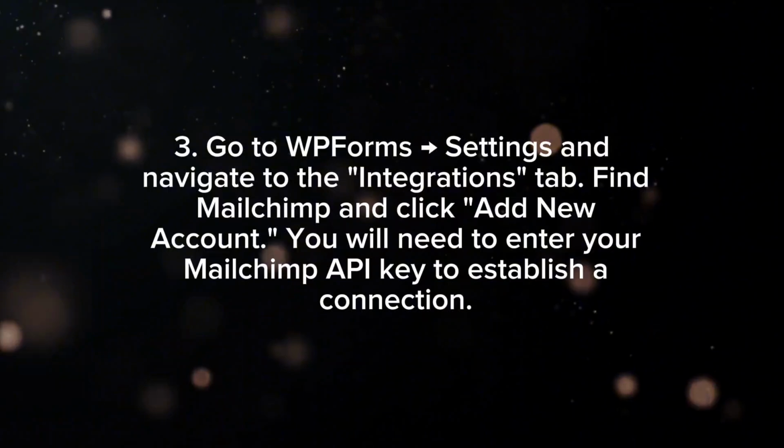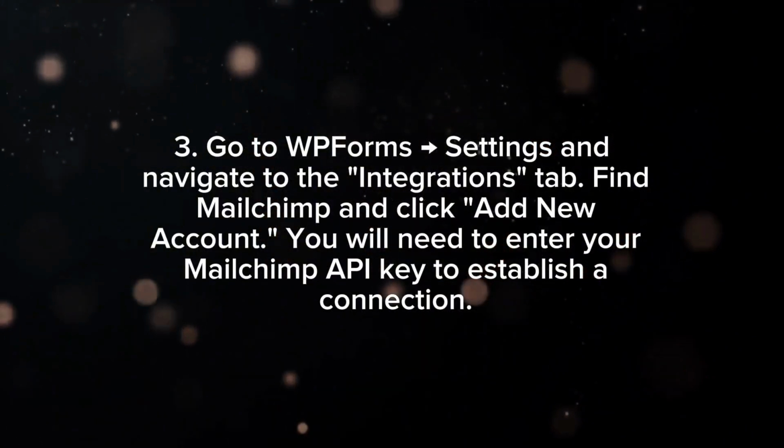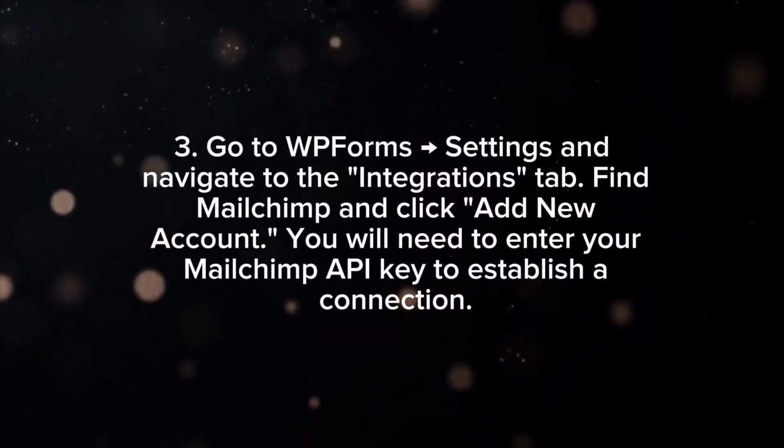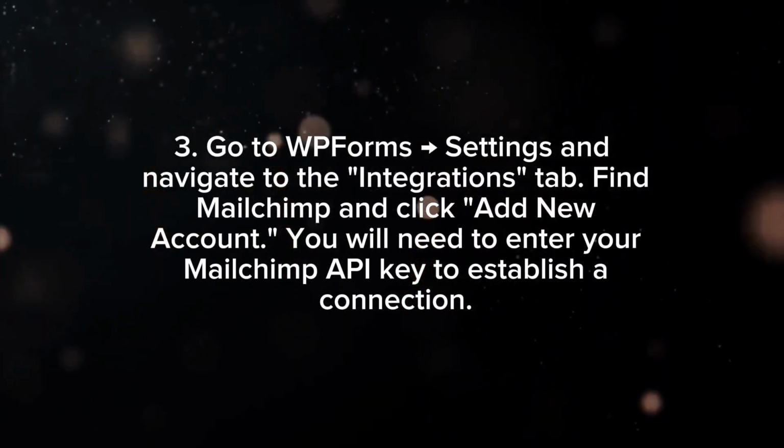3. Go to WPForms, Settings, and navigate to the Integrations tab. Find Mailchimp and click Add New Account. You will need to enter your Mailchimp API key to establish a connection.